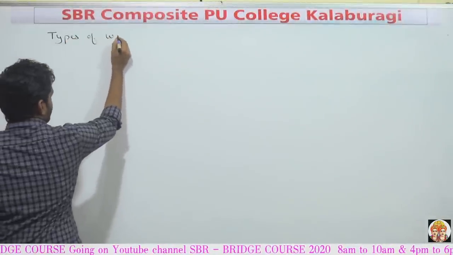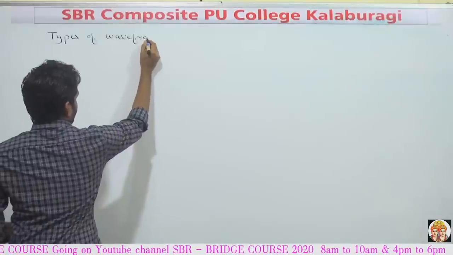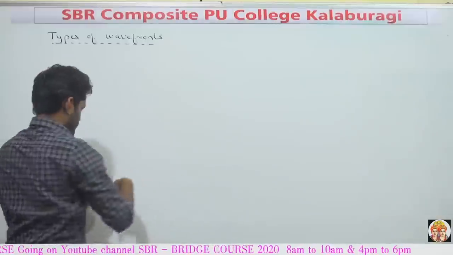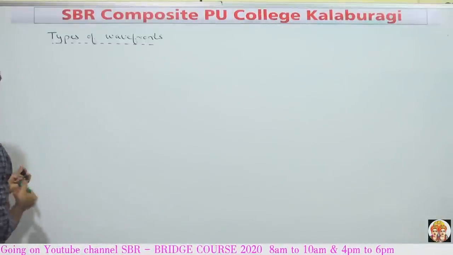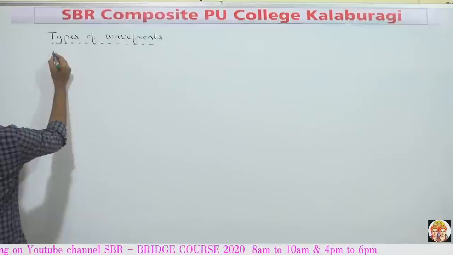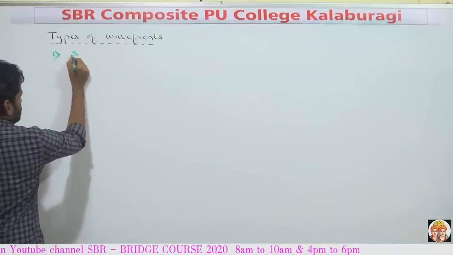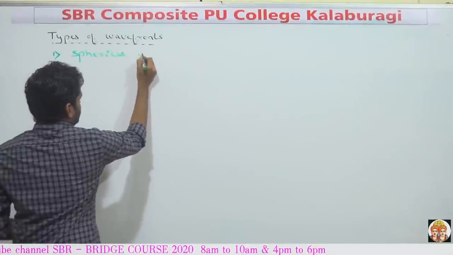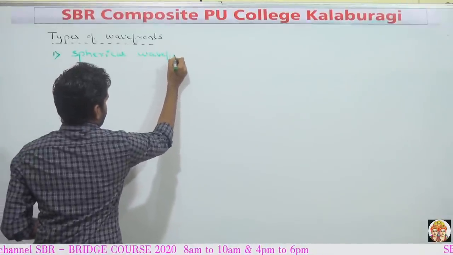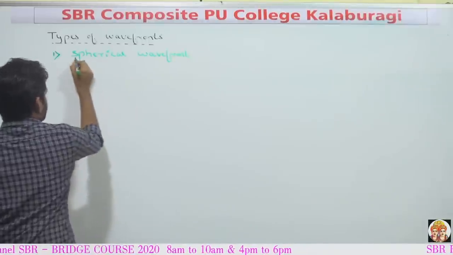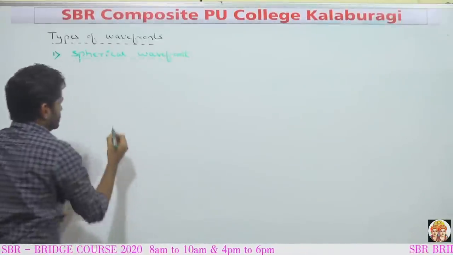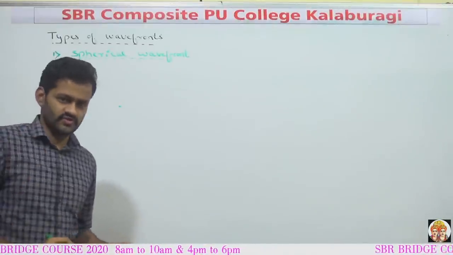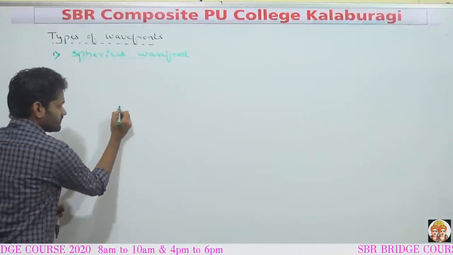Types of wavefronts. First type: spherical wavefront. This spherical wavefront is produced due to a point source. Let's take a point source.